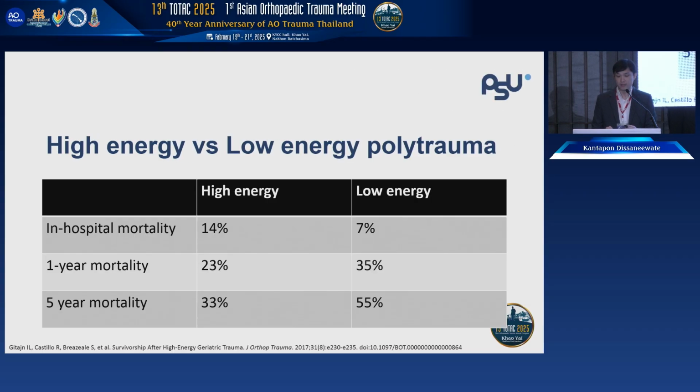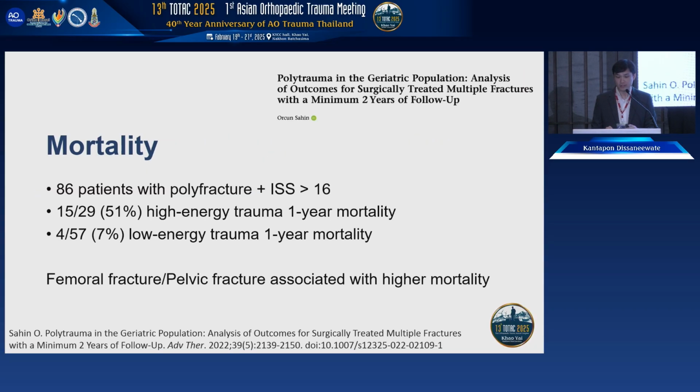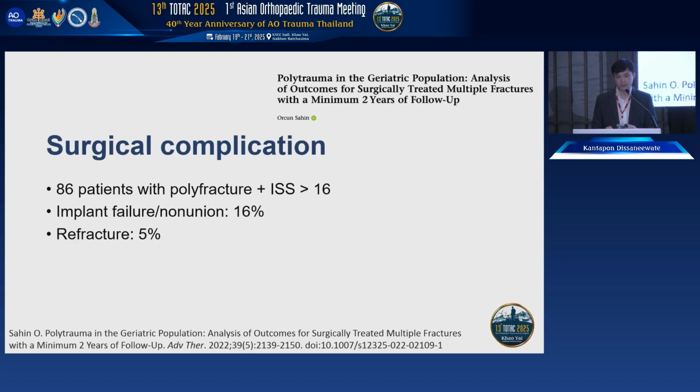Comparing high versus low energy trauma, we see that in-hospital mortality is higher in high energy trauma. But comparing 1- and 5-year mortality, about 50% of patients with low energy trauma die after 5 years. So for the outcome of polytrauma and polyfracture, the mortality rate is about 50% in high energy trauma with polyfractures, but lower in low energy trauma. Also, the same finding: femoral fracture and pelvic fracture are associated with higher mortality.